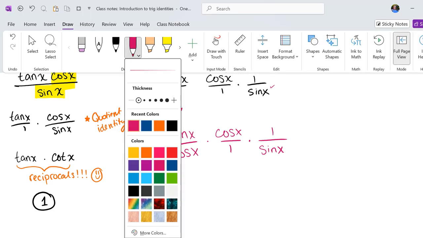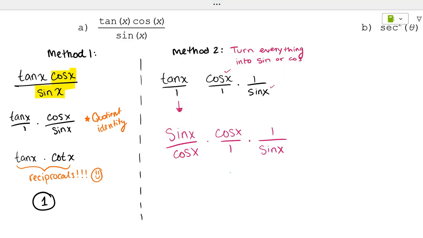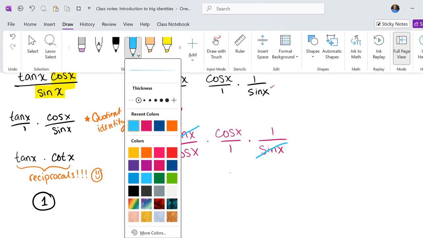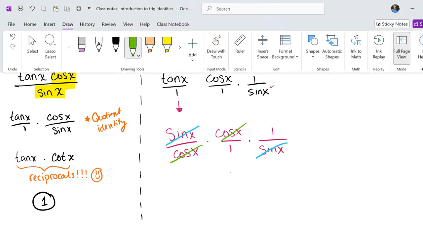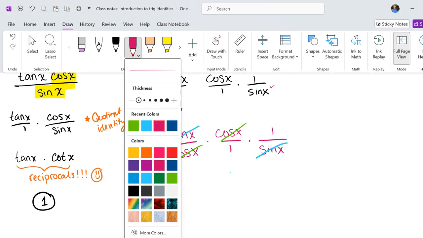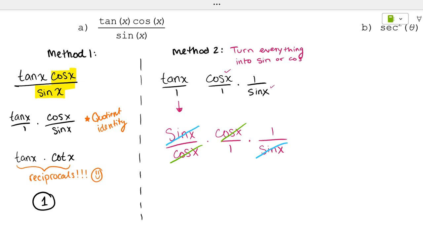So now that I have everything in terms of sine and cosine, I want to look for any terms that reduce. So sine on top, sine on bottom, those go away. And cosine on top, cosine on bottom, those go away. I'm left with nothing other than 1s. 1 over 1 is just 1.